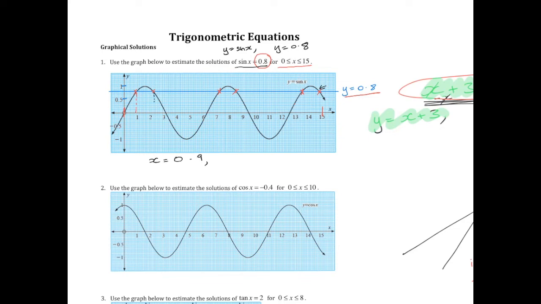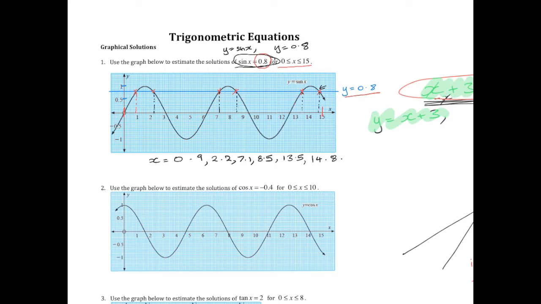What do you think this one refers to approximately? According to mine, I might put 2.2. But if yours is more like 2.1, feel free. So what do you think the next one's going to be? 7.1? Around 8.5, I think. Looks around 13.5. About 14.8-ish. So they're all the solutions for sine x equals 0.8.